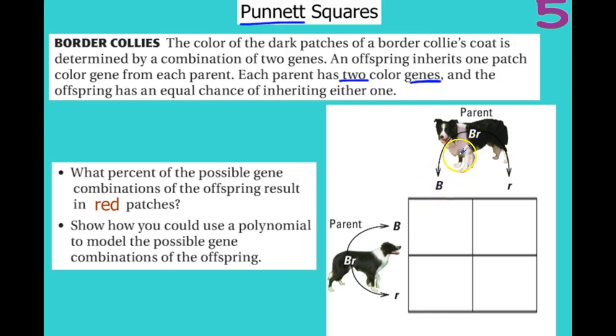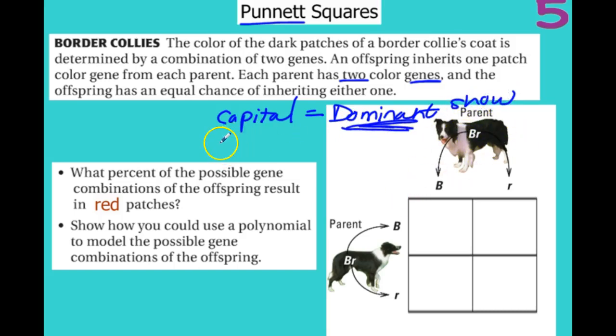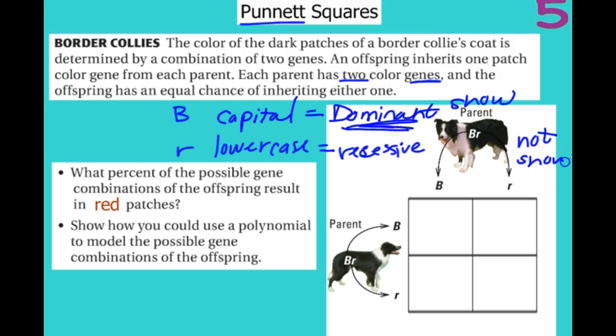The B represents the dominant trait. Anytime you have a capital letter, that's going to be the dominant trait. Meaning that if one of the parents has that dominant trait, if you multiply it and it still is in that square, that's going to be what's dominant or what's going to show on the dog. If you get the lowercase, like the letter R, here's B and here's R, that's what's called a recessive gene, R-E-C-E-S-S-I-V-E, recessive gene, which means it's not going to show. You have the gene, but it's not going to show up.